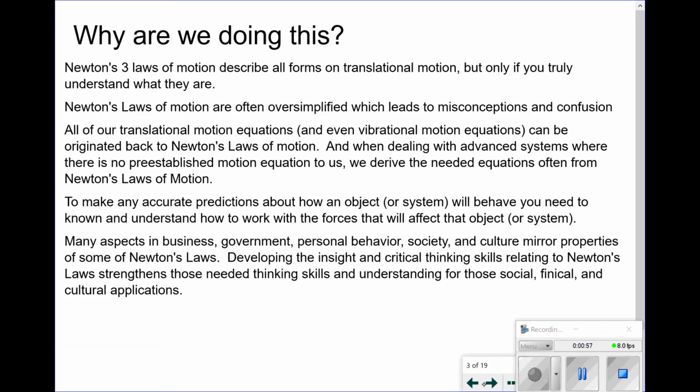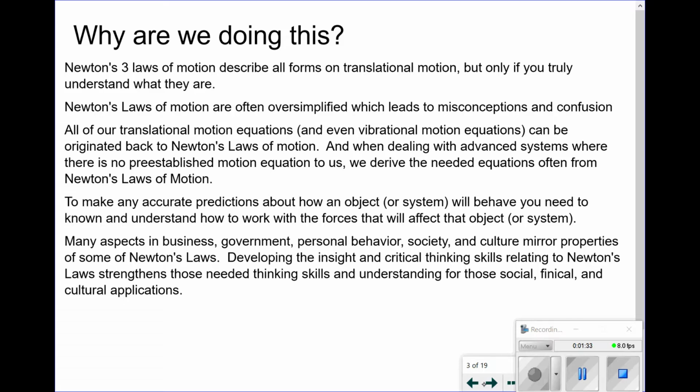Also, all of our translational motion equations, even again those for vibrational motion, as well as circular motion, can be originated back to Newton's laws of motion. And when we're dealing with very advanced systems where there are no pre-established motion equations like the ones that we use, we need to derive new equations, and we often start from Newton's laws of motion. That is not something that we're going to deal with a lot at our level, since that often requires calculus. However, this is the skill set that leads to that ability.